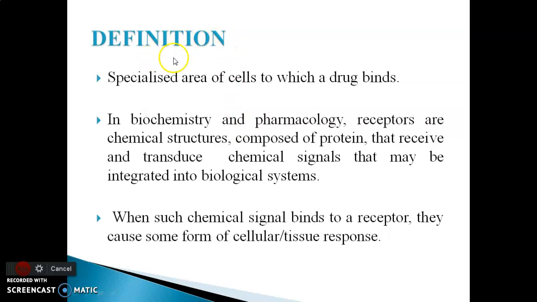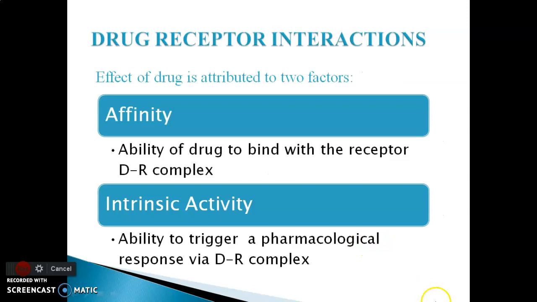First of all, coming to the definition, how the receptors are defined. Receptors are defined as the specialized areas of cell to which a drug binds. In biochemistry and pharmacology, these are the chemical structures which are generally composed of protein that receive and transduce the chemical signals that can be integrated into the biological system. When such a chemical signal binds to a receptor, it causes some form of either cellular or tissue response.